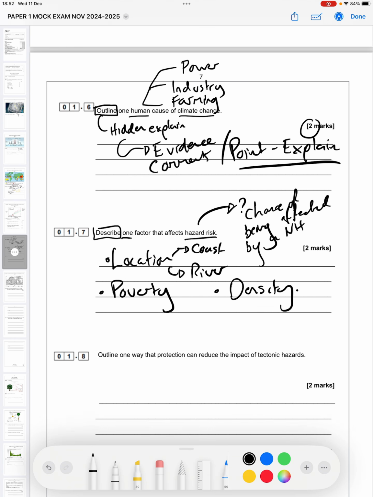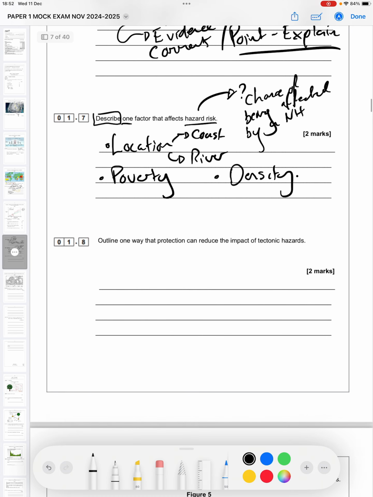And similar here, I guess a point explain would do the job. Okay, and the same can be said for this one. So we've got outline again, our hidden explain. And what you have to understand is what protection means in AQA geography.